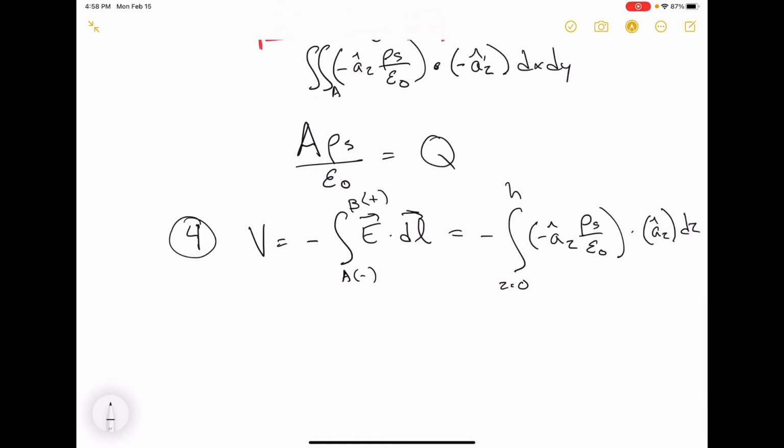None of these things inside the integral depend on z, so we just end up multiplying by h. These two minus signs cancel each other out, and we end up with the voltage is equal to rho s h over epsilon naught.